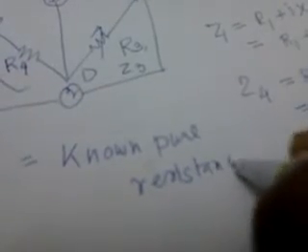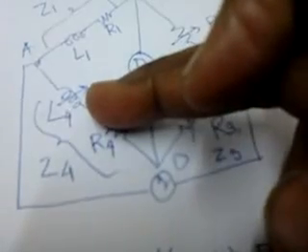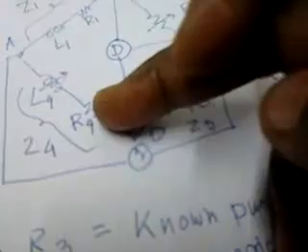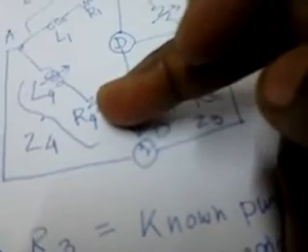Now R2 and R3 are known pure resistances. And this one is the detector, maybe a headphone or CRO. L4 is a variable self-inductance. This one is a constant resistance. The bridge can be balanced by varying L4, and the two resistances are R2 and R3.